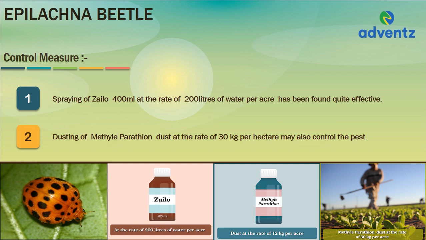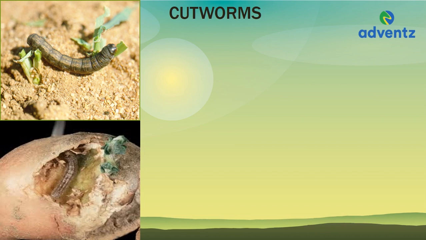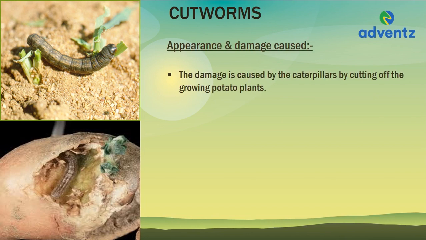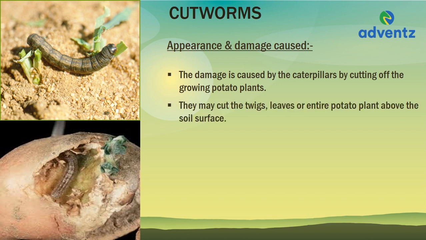Second, dusting of methyl parathion at the rate of 12 kg per acre may also control the pest. The next pest is called cutworms. What is the appearance and damage caused by cutworms? They may cut the twigs, leaves, or the entire potato plant above the surface. They do more harm by cutting the plants than by actual feeding.